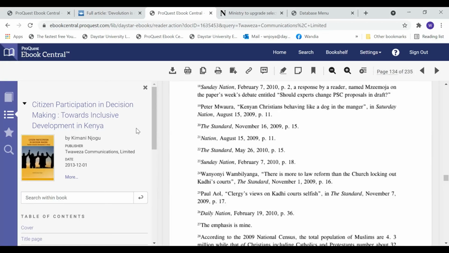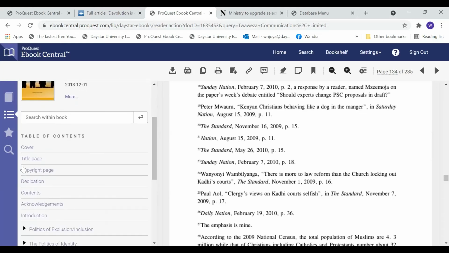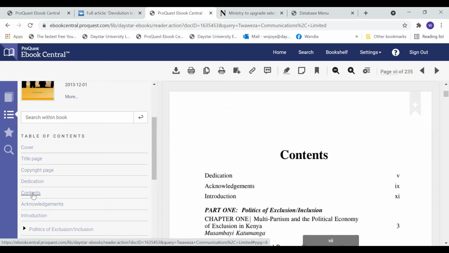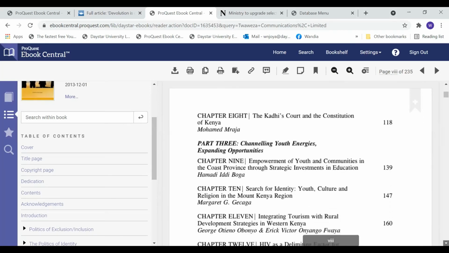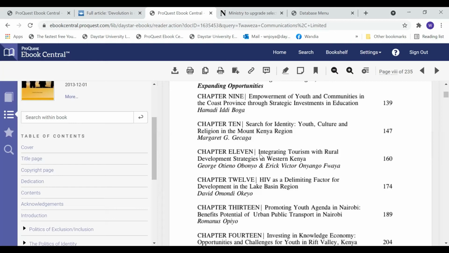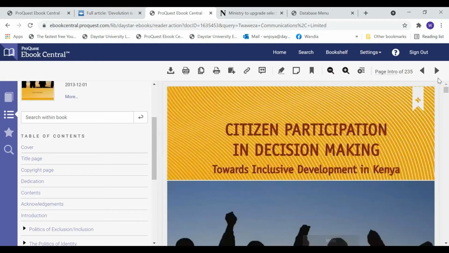Let's go back to the contents, and you can use this menu on your left to go back to the contents page. What we are going to do, the chapter is listed on the second page of the contents, so it is here. What we are going to do is note the author, George Otieno Obonyo and Eric Victor Onyango Fwaya. And then this is the title of the article, and we've already noted the page numbers.